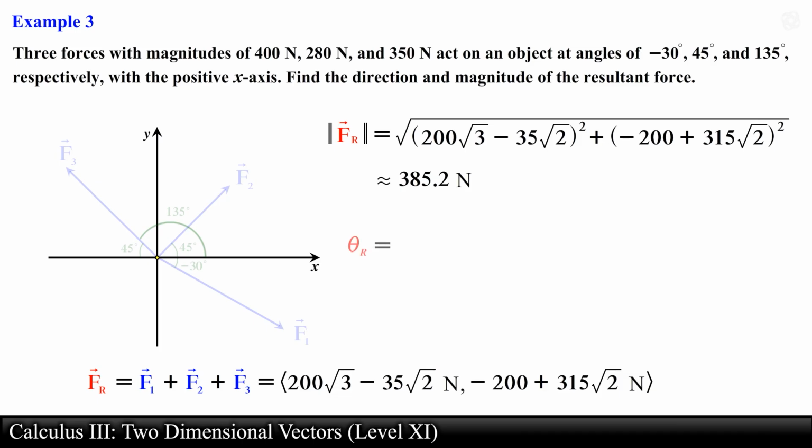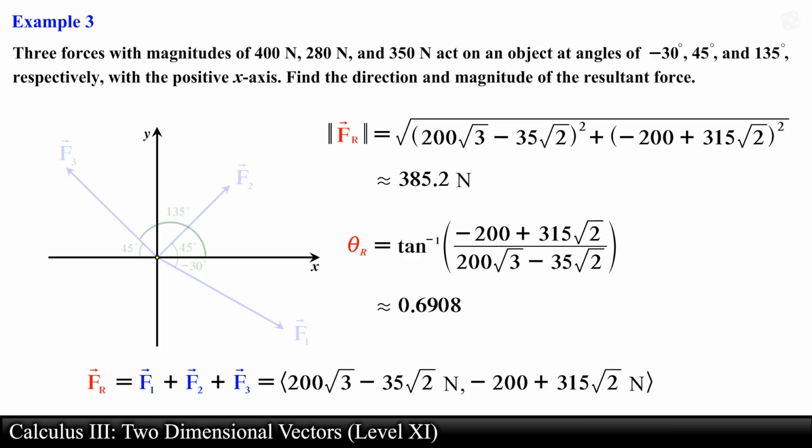The final step is to find the direction of the resultant force. We can easily do this by using inverse tangent along with the components of the resultant force. We approximate the direction to be equal to 39.6 degrees, measured from the positive x-axis.